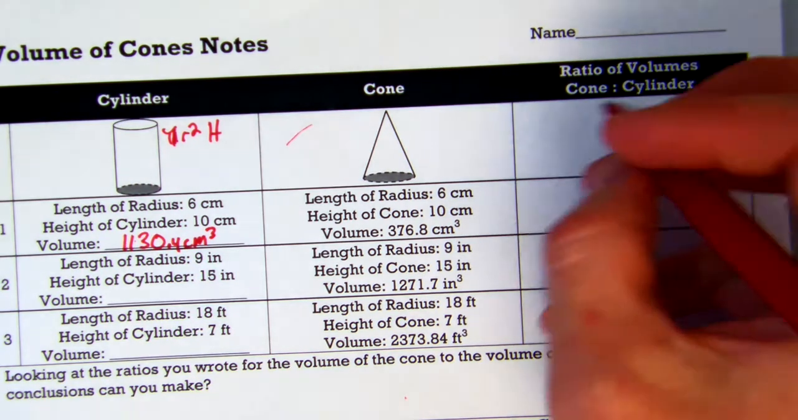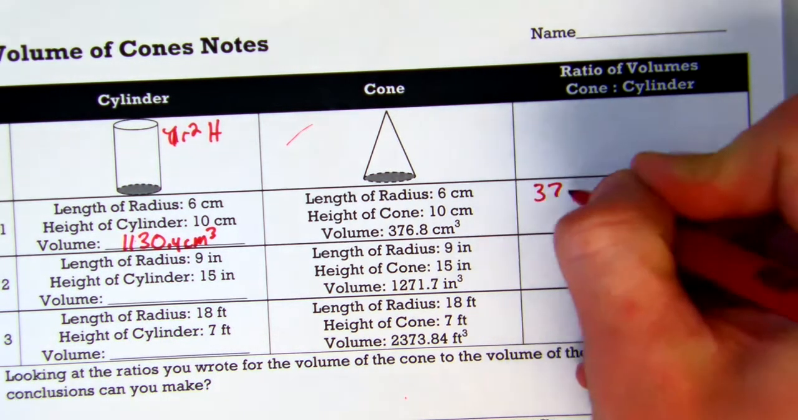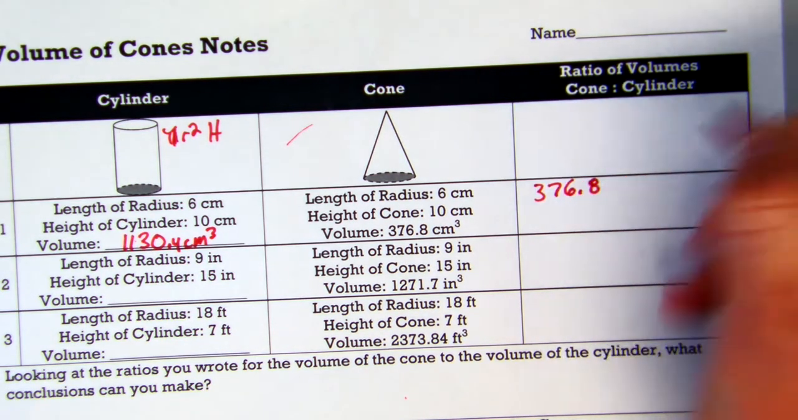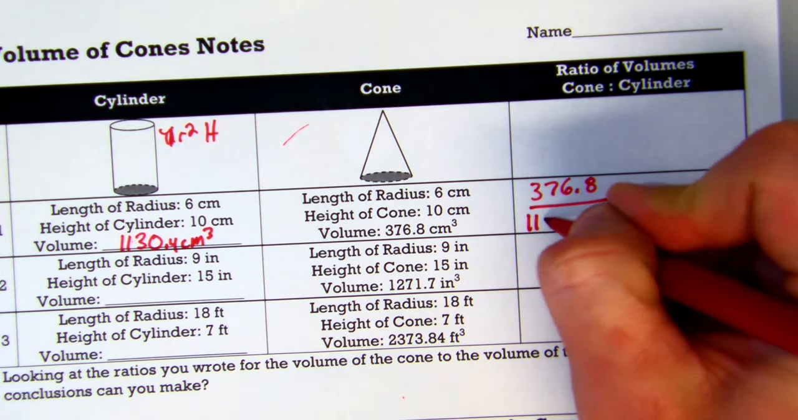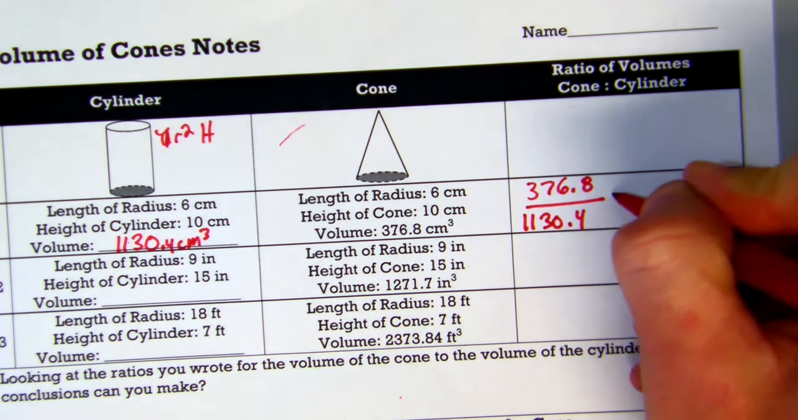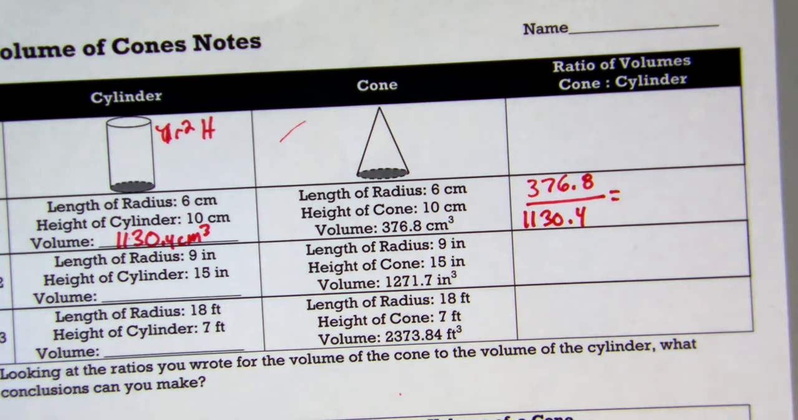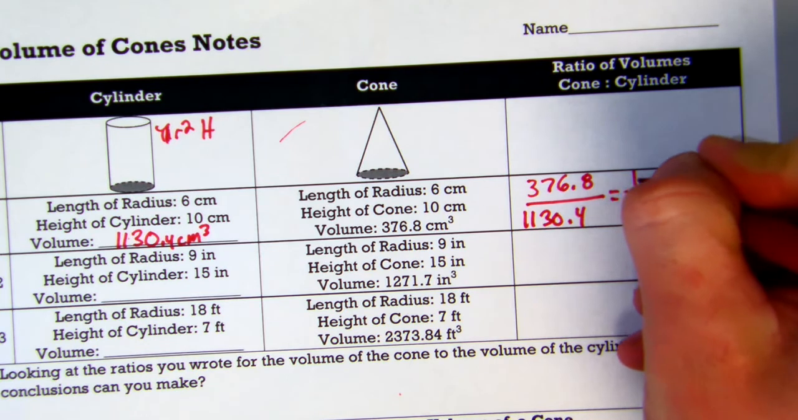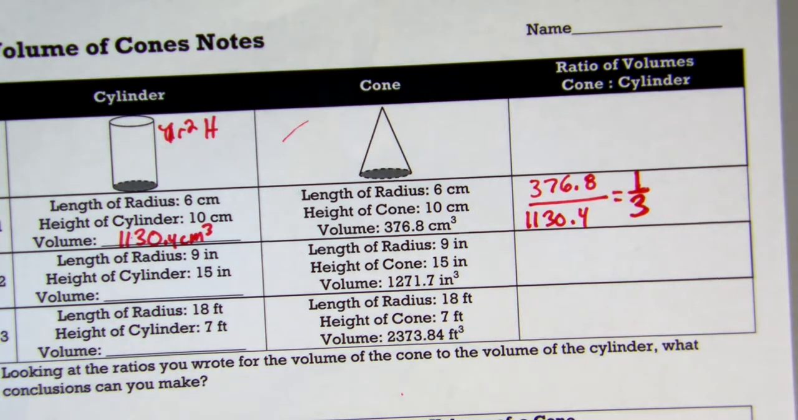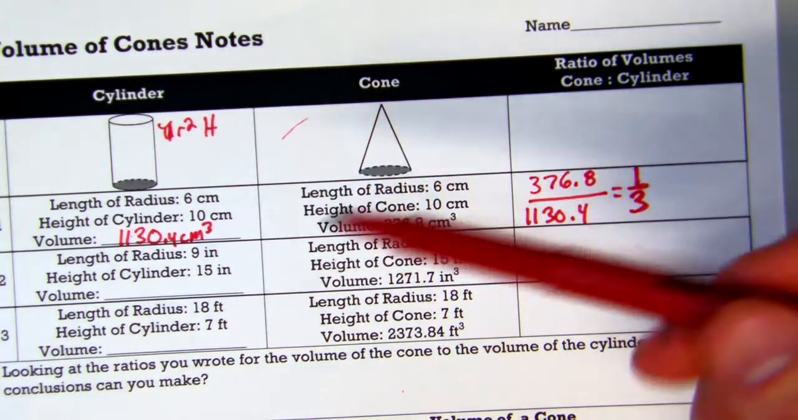So if we take these two right here, and we divide 376.8, this is our volume of our cone, by the volume of our cylinder, we actually get that it is 1/3 of the amount. Okay. Let's go ahead and look at our second example.